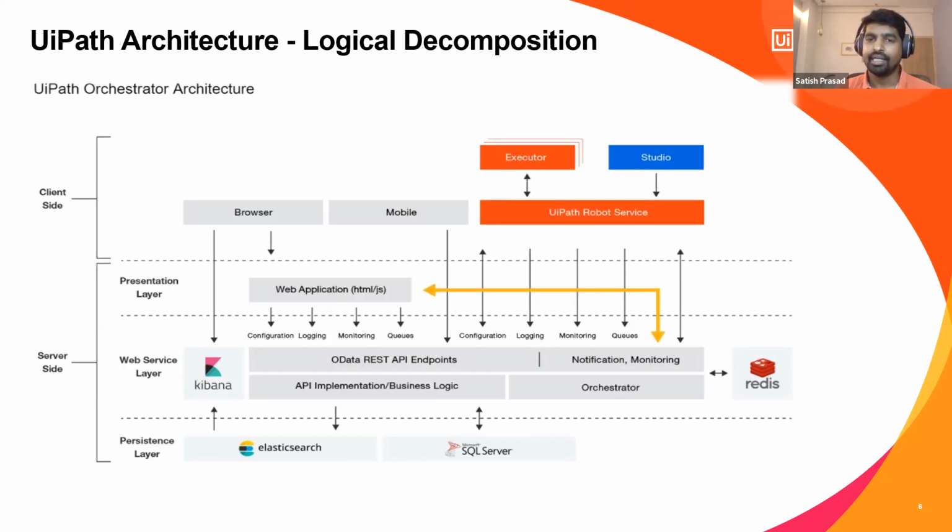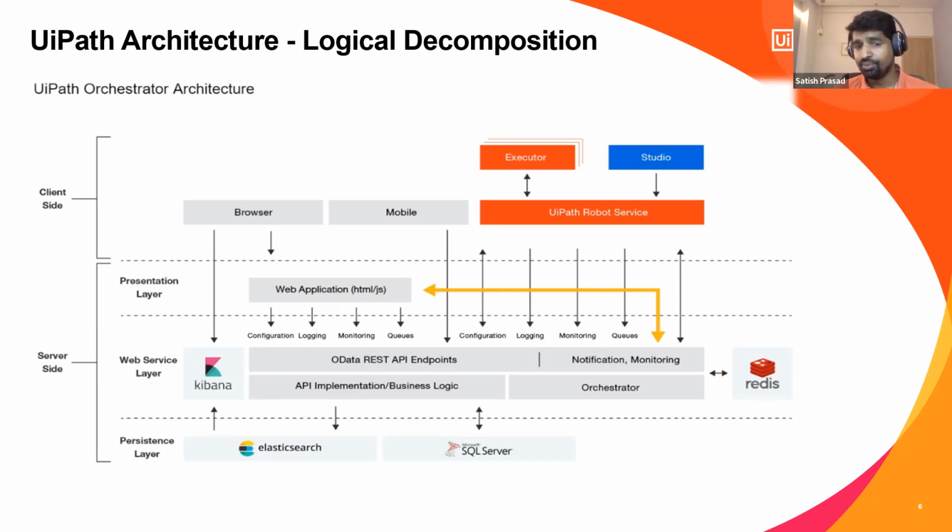And then you have the server side. In the server side, we have different components stacked on top of each other: a persistence layer, a web service layer, and a presentation layer. At the bottom of this architecture diagram you see the persistence layer, which is where your data is getting stored. In the persistence layer, you have Microsoft SQL Server. Microsoft SQL Server is shown here, but you should be able to install your UiPath Orchestrator on Amazon RDS or any other SQL Server as well, like Azure Serverless SQL Server.